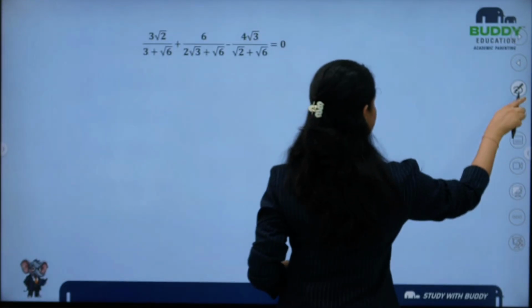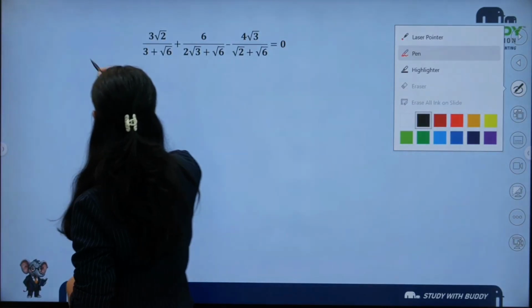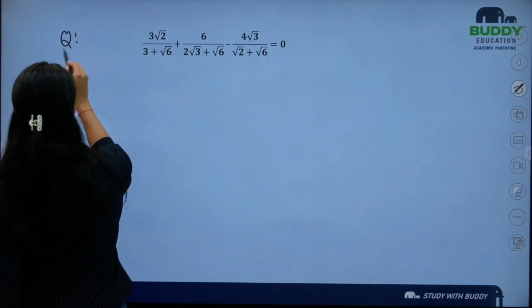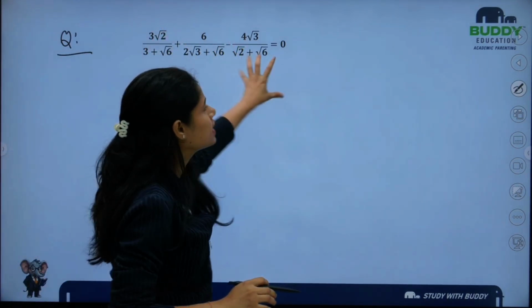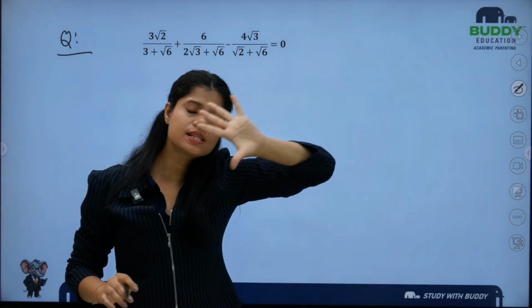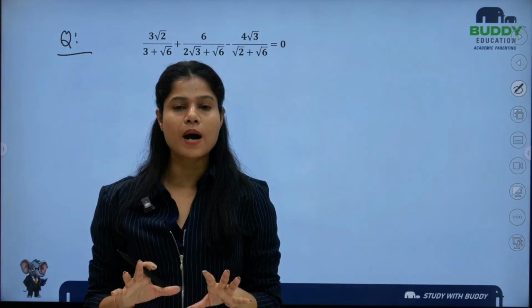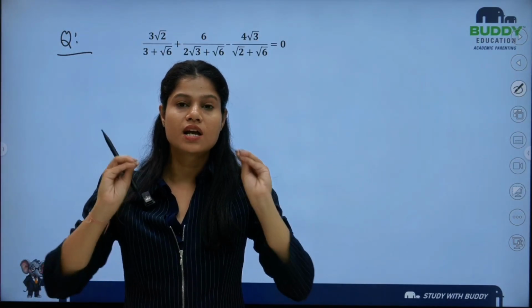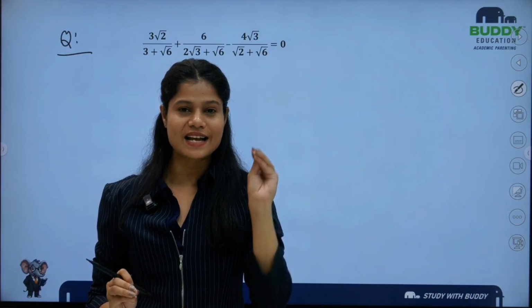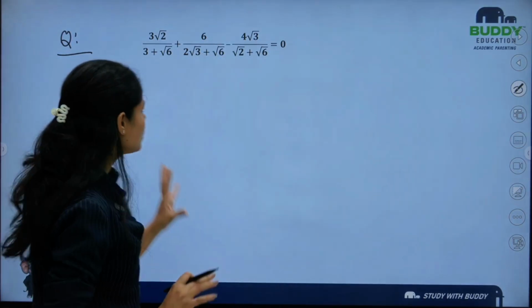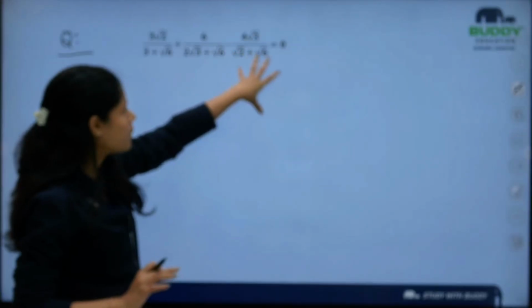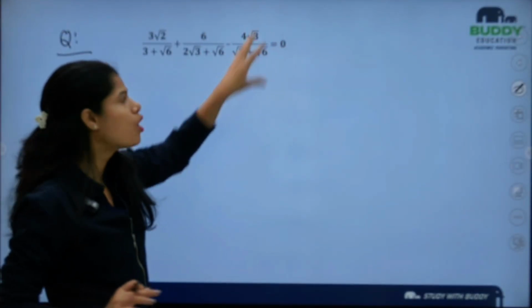All right, so now here the question is that you have to prove that this whole thing is equal to 0. Now you can see that this question has 3 different parts, and all 3 parts just require one thing, that is rationalization. So let's do it for each part, and then let's see whether this thing is equal to 0 or not.